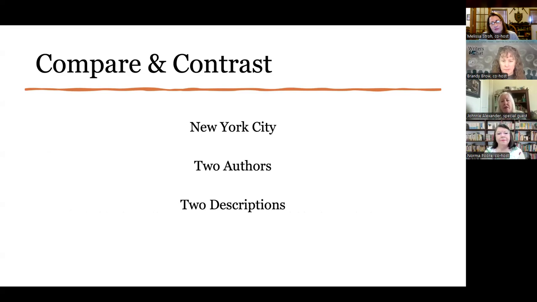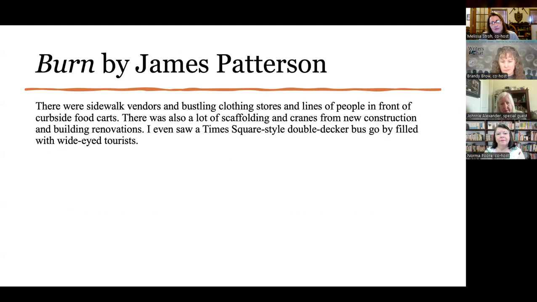So compare and contrast. Two authors, two descriptions of New York City. Here's the first one. Burn by James Patterson. And he is like the mega selling author of the whole world, right? There were sidewalk vendors and bustling clothing stores and lines of people in front of curbside food carts. There was also a lot of scaffolding and cranes from new construction and building renovations. I even saw a Times Square style double-decker bus go by filled with wide-eyed tourists.